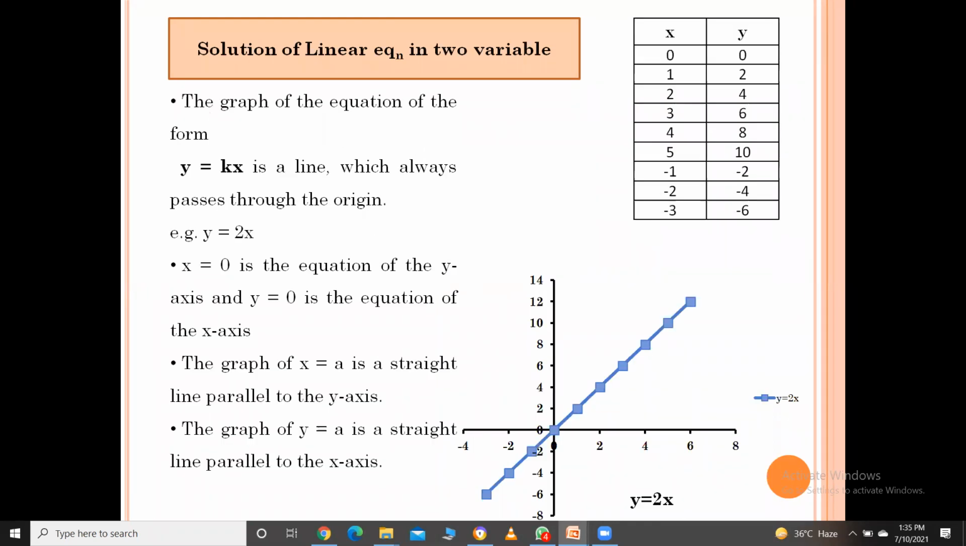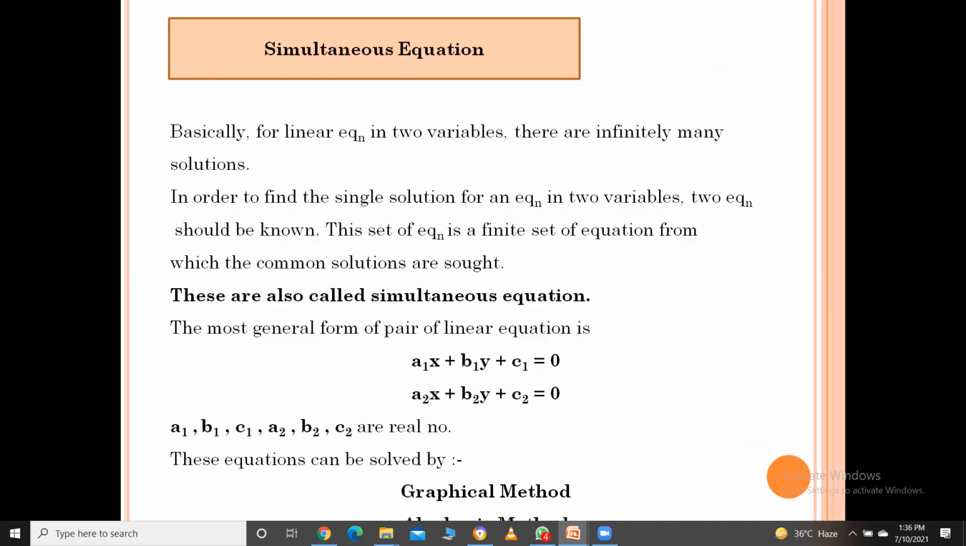Sometimes the linear equation in two variables is in the form y = kx. It is not in the standard form, but the two variables exist in this type of equation. These types of equations are solved similarly by taking the value of x and then solving for the value of y, and a straight line is formed which passes through the origin. As you see in the graph, y = 2x is the equation whose graph passes through the origin. x = 0 is the equation of the y-axis, and y = 0 is the equation of the x-axis. The graph of x = a is a straight line parallel to the y-axis, and the graph of y = a is a straight line parallel to the x-axis.